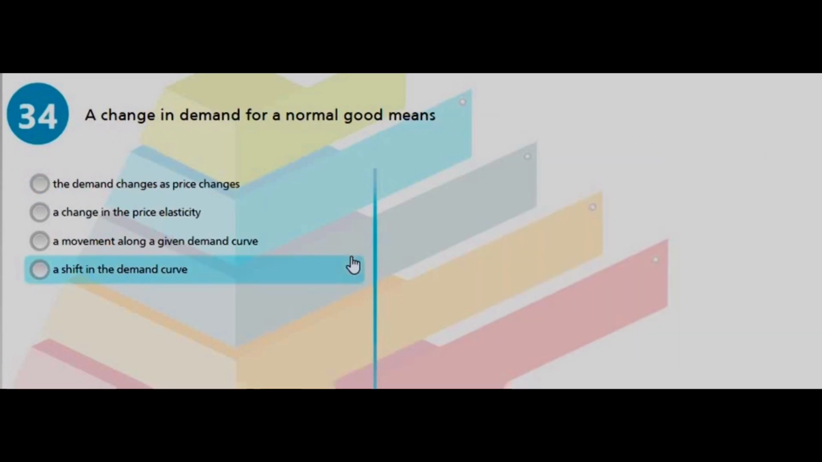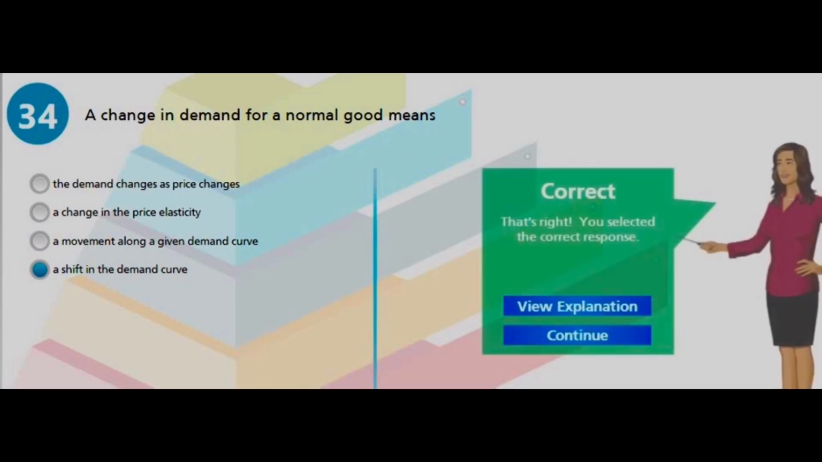Question 34. A change in demand for a normal good means what? A. The demand changes as price changes. B. A change in the price elasticity. C. A movement along a given demand curve. D. A shift in the demand curve. So the right answer is a shift in the demand curve. Change in demand means total shift in demand curve, which can be to the right, increase, or to the left, decrease. This is as a result of change in other factors that affect demand other than the price of the commodity. So that's why I picked D as my answer.